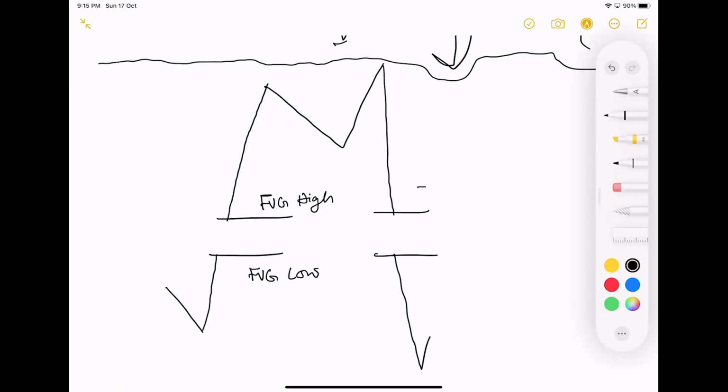Essentially, the fair value gap high on the right side of the curve is matched up with the fair value gap high on the left side of the curve. Okay, then the fair value gap low, same thing, right? The fair value gap low on the right side is matched up with the fair value gap low on the left side. Yeah, so this entire portion here, this is a balanced price range.